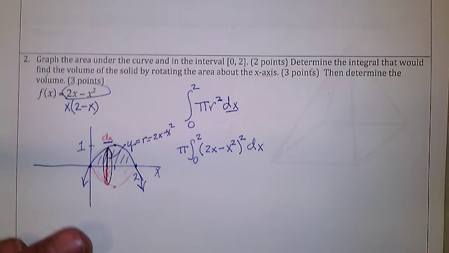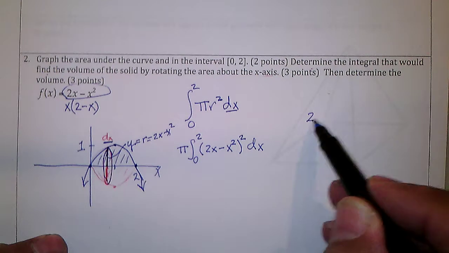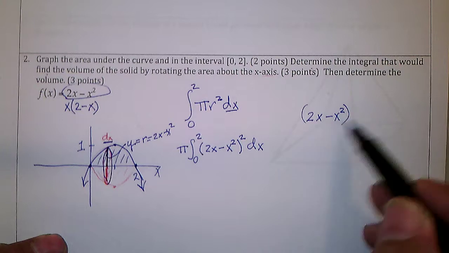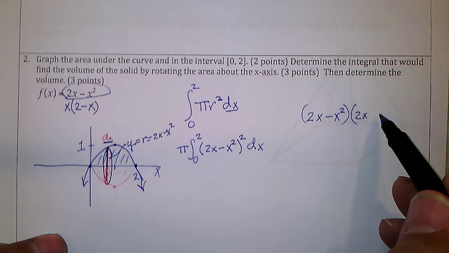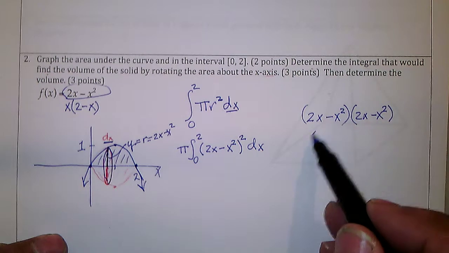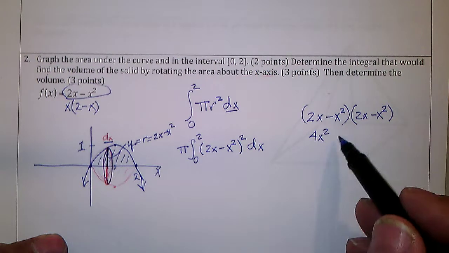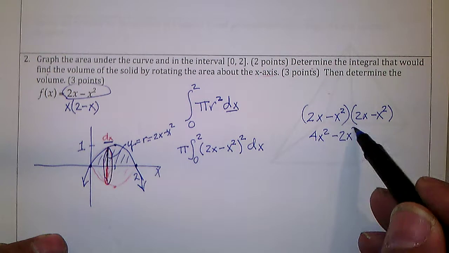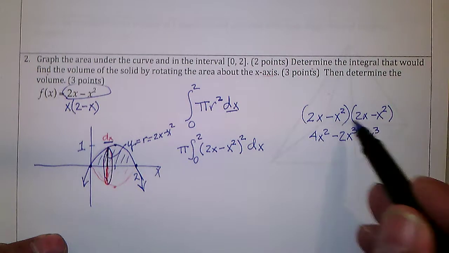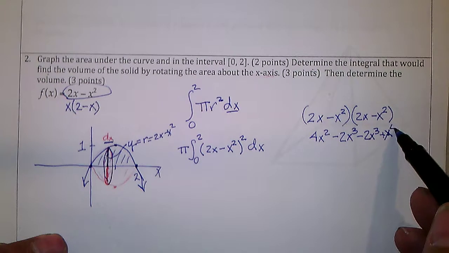Now to finish this off, I'll go ahead and square this. So I'm going to take 2x minus x squared times 2x minus x squared. 2x times 2x is 4x squared, minus 2x to the third, minus 2x to the third, plus x to the fourth.